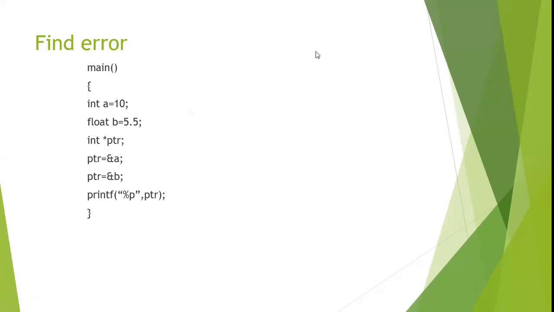Yes, very good, Aniket. See, here we have a equal to 10 as an integer variable, right? And the pointer is storing the address of a, and we are taking an integer pointer, correct? So this is correct, no problem in this. But b is a float data type. So how can the address of a float variable be stored in the integer pointer? So here there's an error. B is a float type, but the pointer is an integer type. So this is the error in the program.